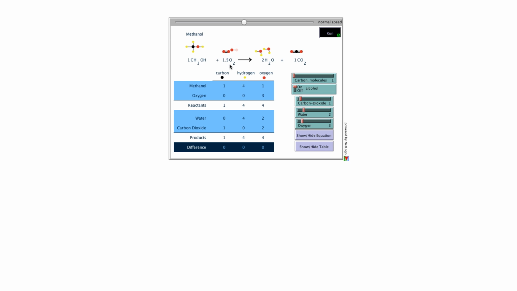This 1.5 in front of the oxygen does not make sense when thinking about individual molecules. In order to balance this equation in terms of molecules, we can double all of the values. Doing this tells us that 2 molecules of methanol combine with 3 molecules of oxygen to produce 4 molecules of water and 2 molecules of carbon dioxide.